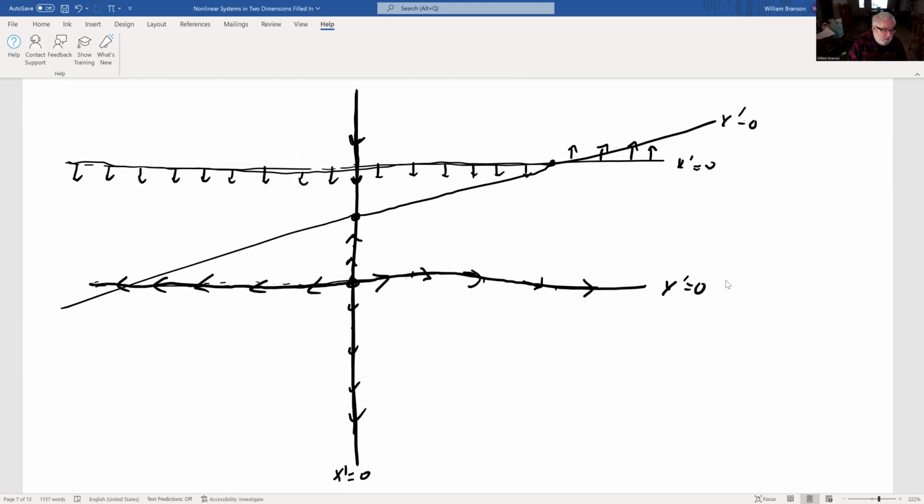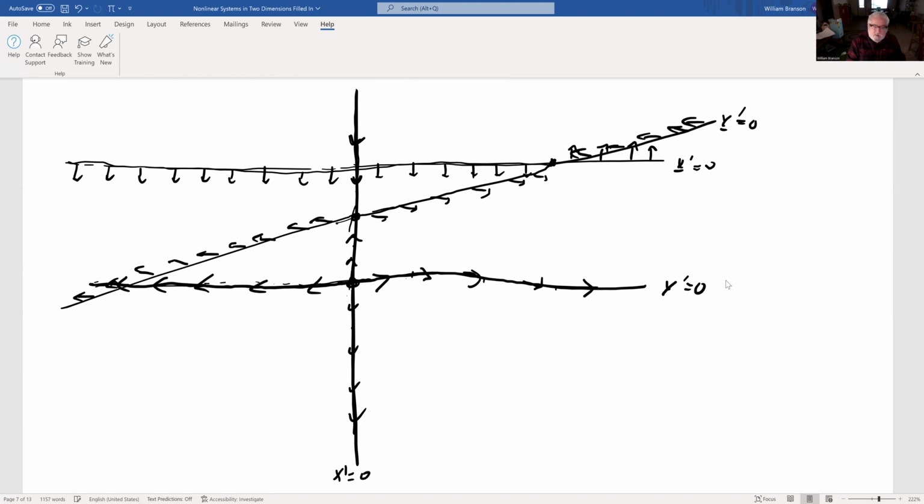So we have pointing to the left, which is nice because it lines up there. Points to the right here. And then points to the left here. Great. And note that our equilibria are all at places where a nullcline for x prime and a nullcline for y prime cross, right? This one is on this curve for y prime and this curve for x prime. This is a y prime equals 0. This is an x prime equals 0.